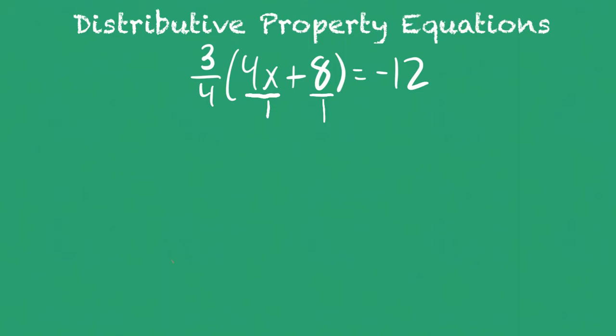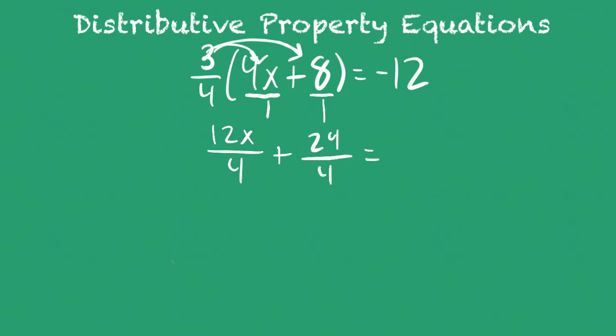I can put that over 1 as well to make that into a fraction. So now we can multiply straight across when we're doing the fractions. So we have 3/4 times 4x over 1. So 3 times 4x is 12x. 4 times 1 is 4. So we have 12x over 4 as our first fraction. And for our second one, 3/4 times 8 over 1. So 3 times 8 is 24. 4 times 1 is 4. And that's equal to negative 12.